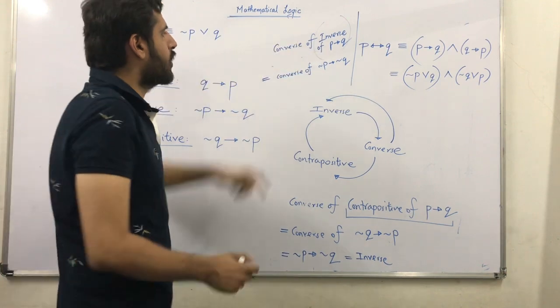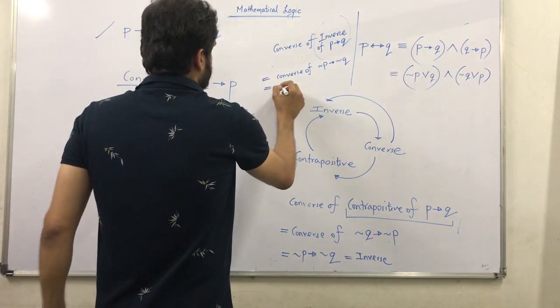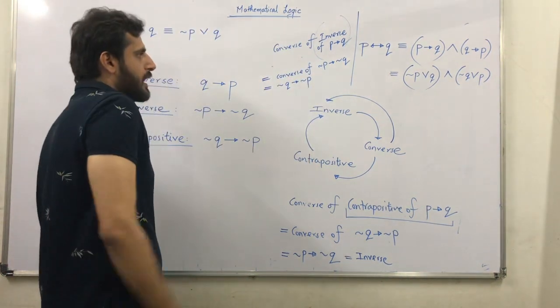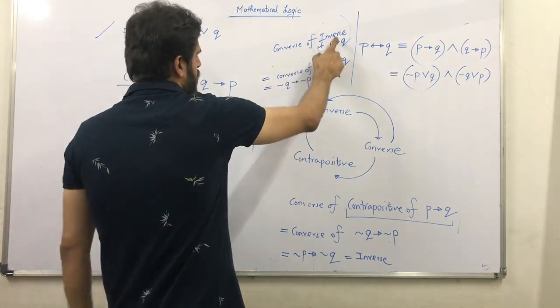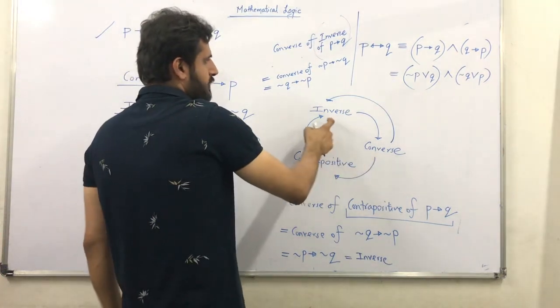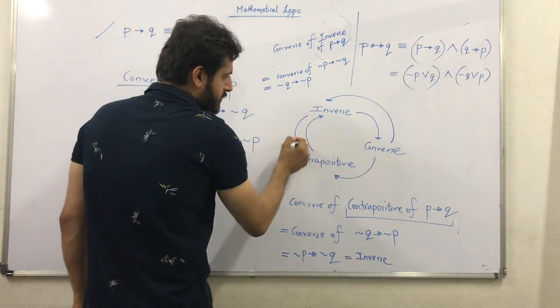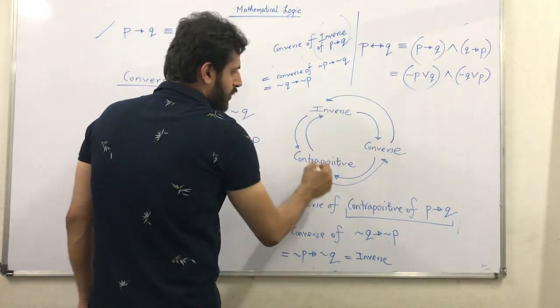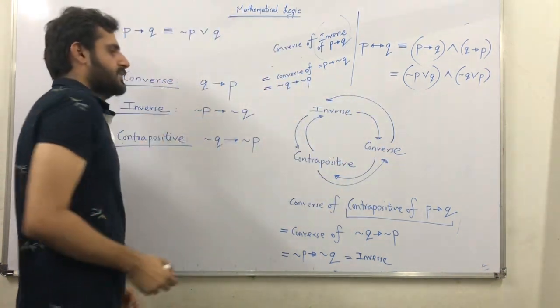And then I want the converse of it. When I want the converse of it, it becomes an interchange, and that is the contrapositive. So converse of inverse is contrapositive. Inverse of contrapositive is converse. Contrapositive of converse is inverse.